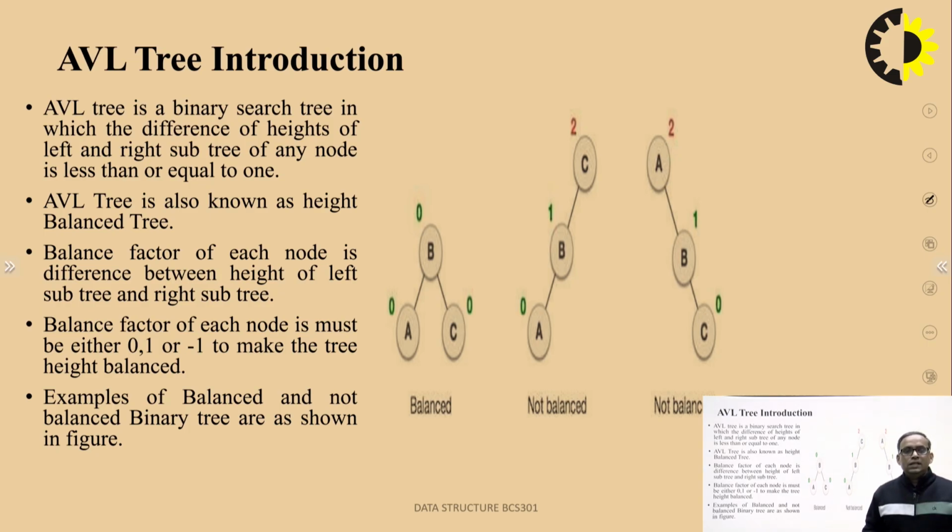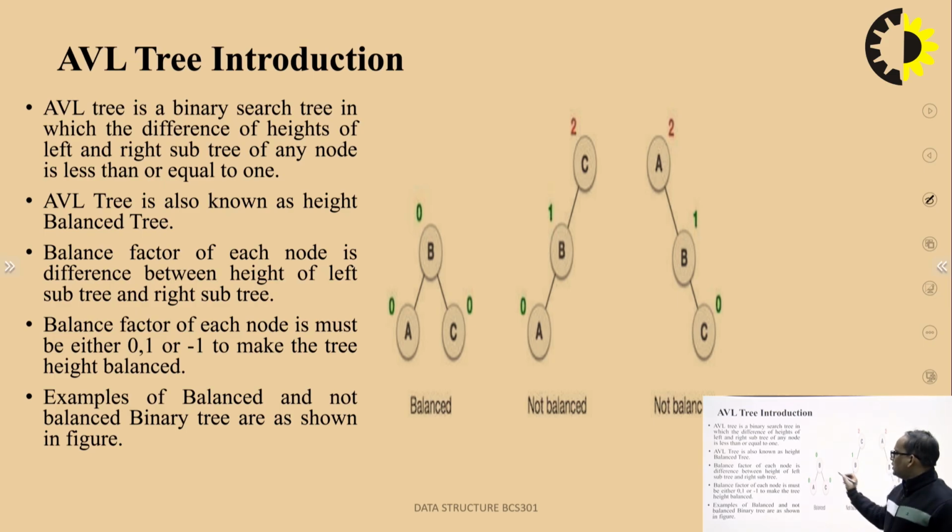So, an AVL tree is basically a binary search tree, but it is a height balanced tree. It means an AVL tree follows all the properties of a binary tree, and the extra feature is that the height of the tree must be balanced. So, an AVL tree is a binary tree in which the difference of height of left and right subtree of a node should be less than or equal to 1.